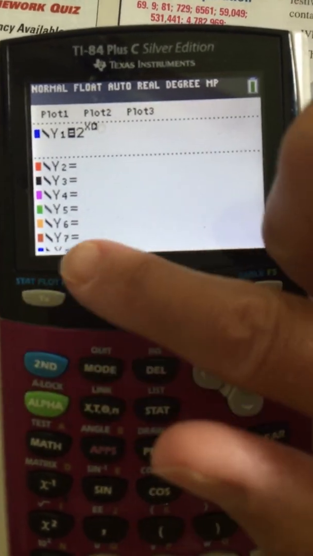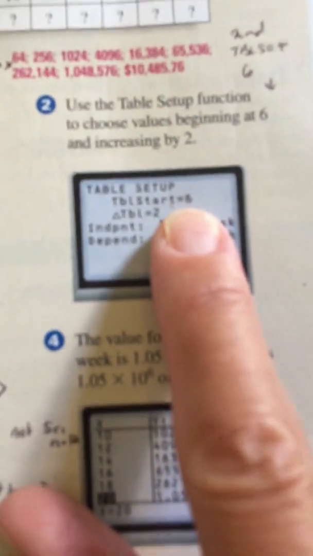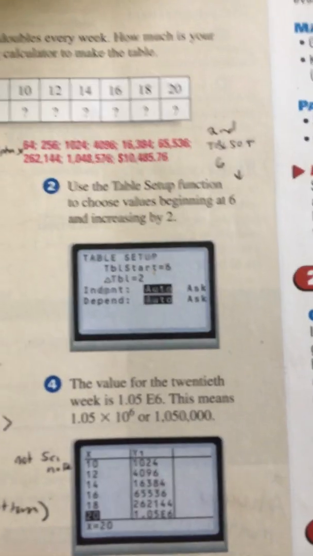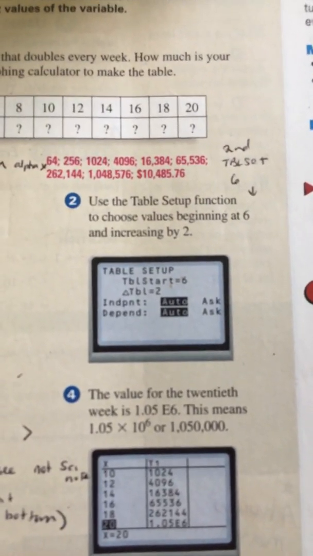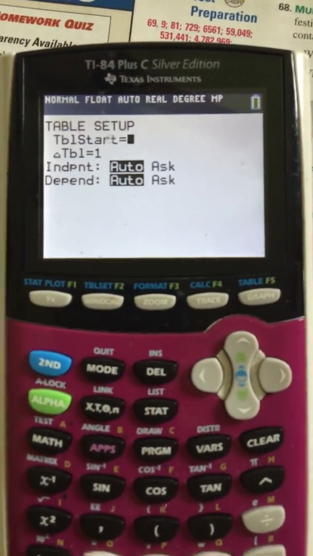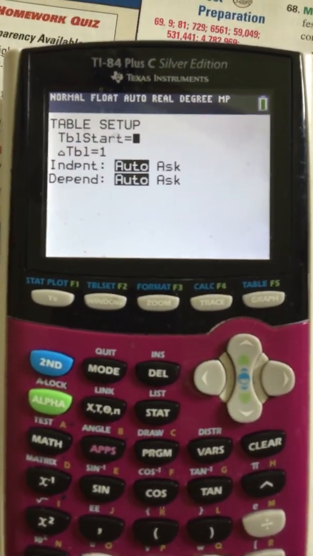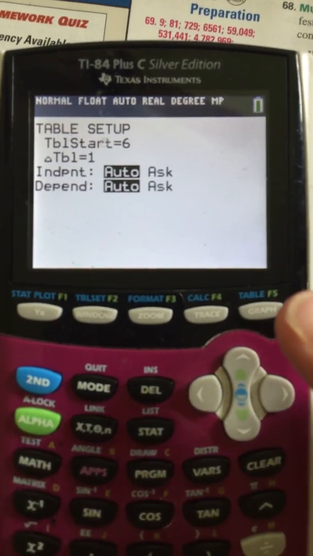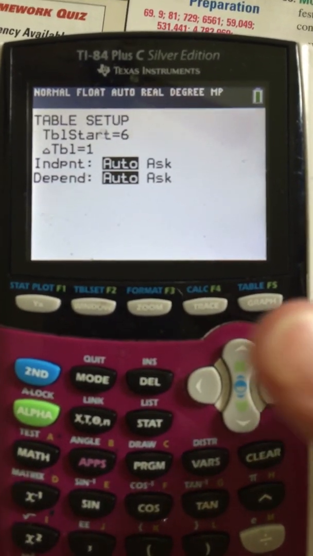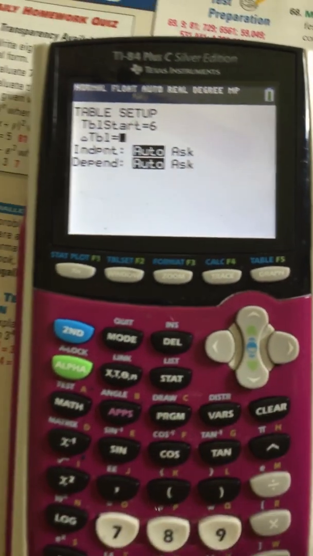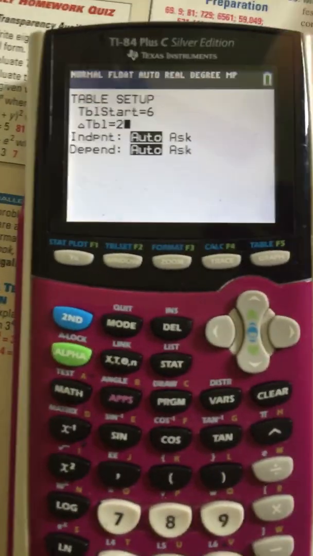So I do second, window. And now I want it to look like this. I want my table to start at 6, and I want it to change by 2. That triangle is the Greek letter delta, and it means change or difference. Right now it says 0. There's no erasing, you just write over it with this calculator. So I just say 6, it takes away the 0 and makes it a 6. Then to set the change, I use the arrow keys, go down, and make it 2.